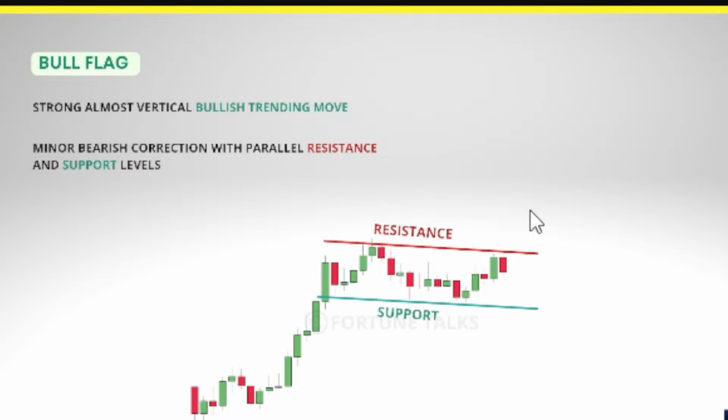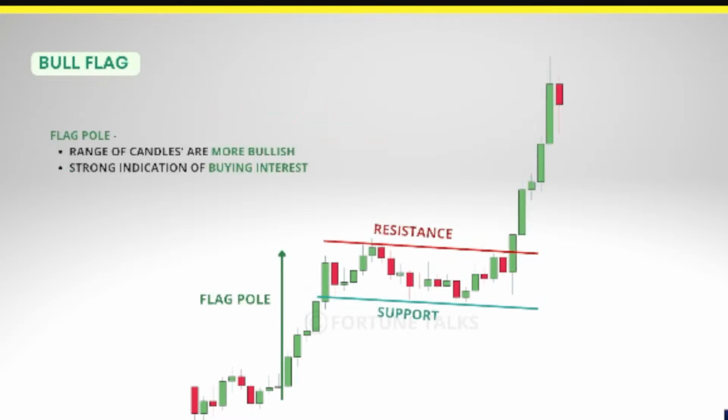We have to look for a preceding up move or an uptrend, which makes a flag pole. As we know, the bull flag pattern forms during a bullish trend. This means that the candles' range is more bullish than usual and they tend to close near the highs.